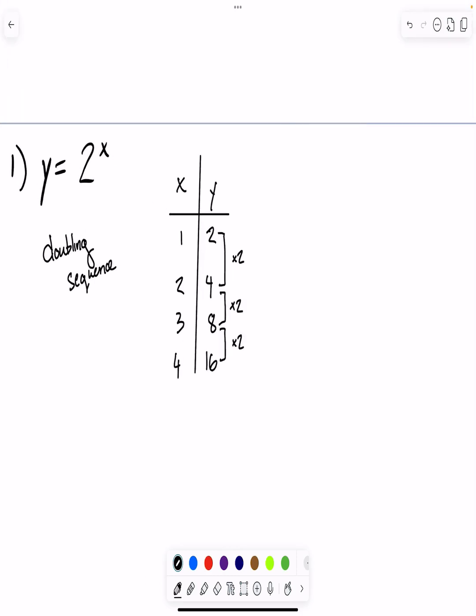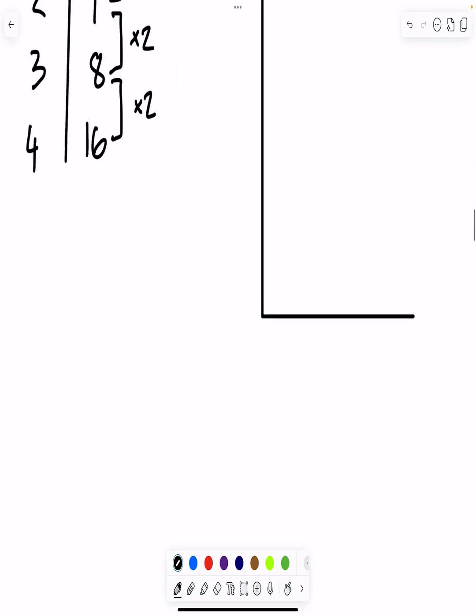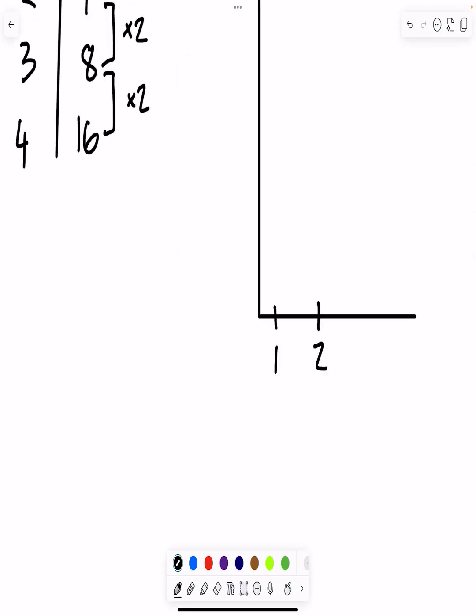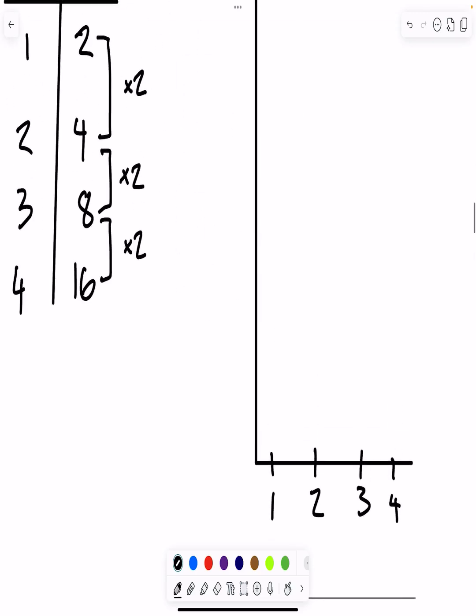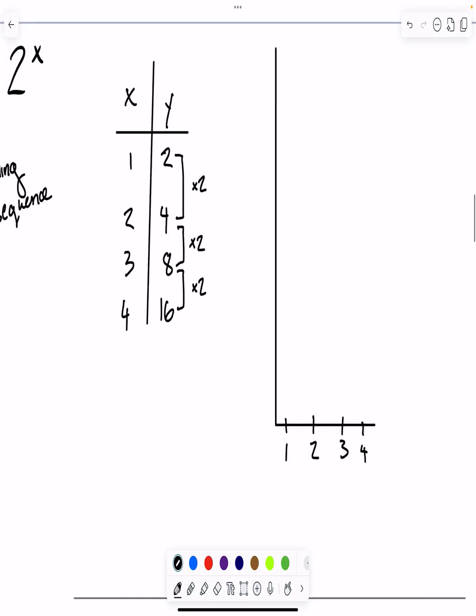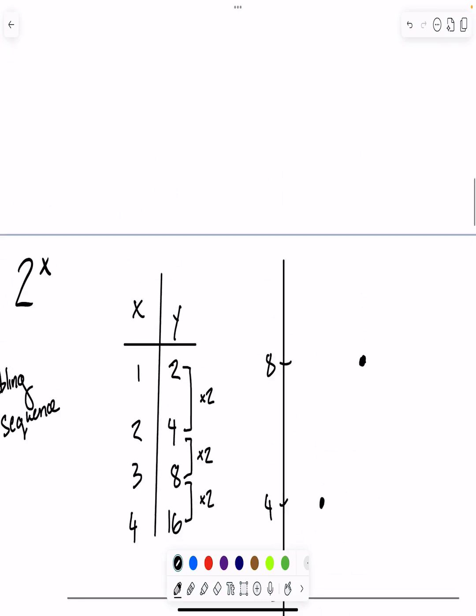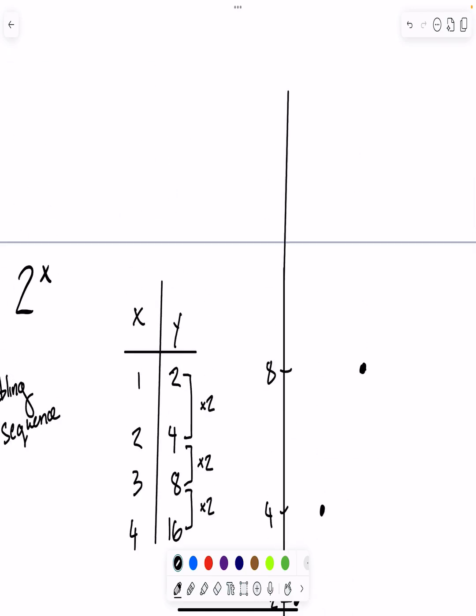If I were to graph this doubling sequence, it would look something like this, where at the power of 1, I am at a value of 2. To the power of 2, I'm at a value of 4. To the power of 3, I'm at a value of 8. To the power of 4, I'm at a value somewhere all the way up here at 16.